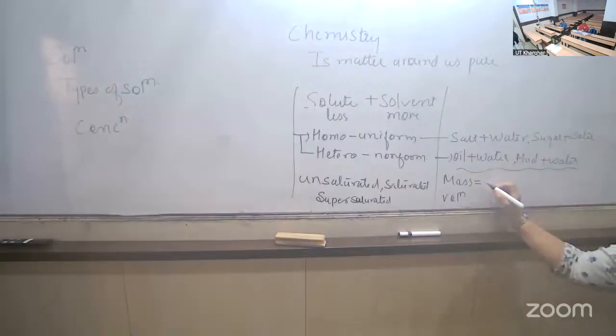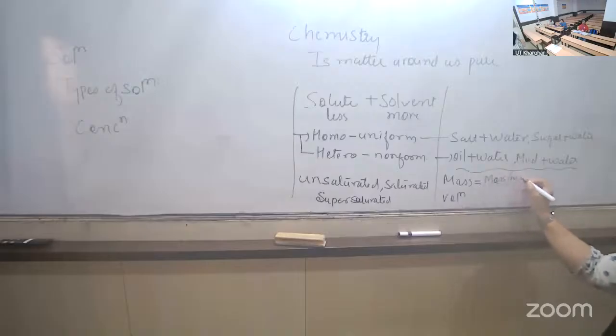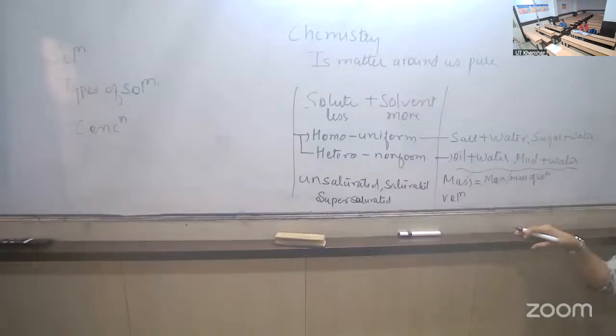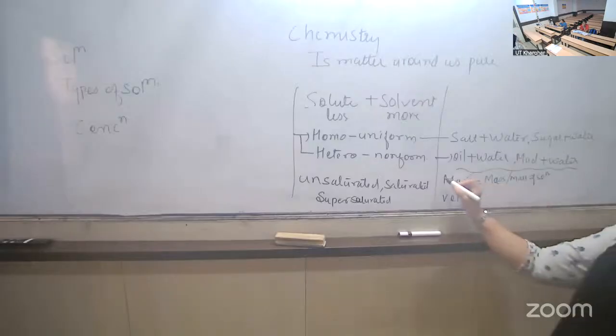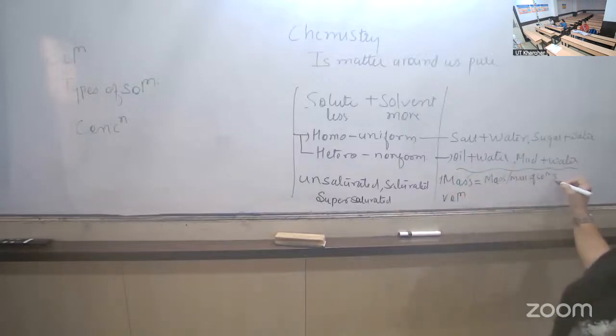Mass of solute upon mass of solution. This will give you concentration by mass right now. But if you want to go for the percentage, then simply multiply this by 100. Very simple and easy to understand. This all we are doing for homogeneous solution.